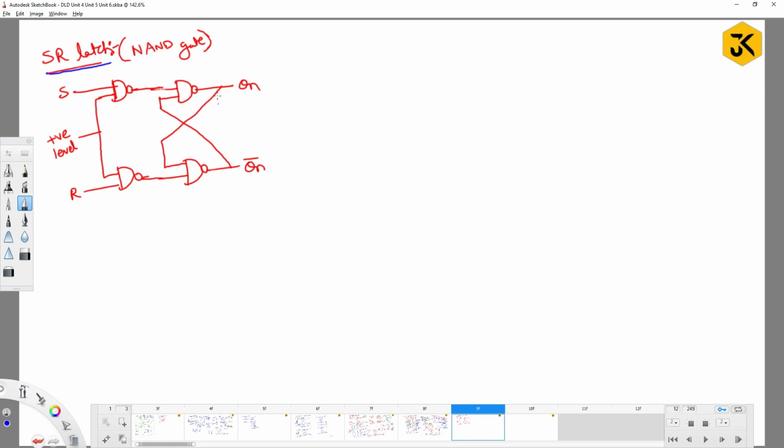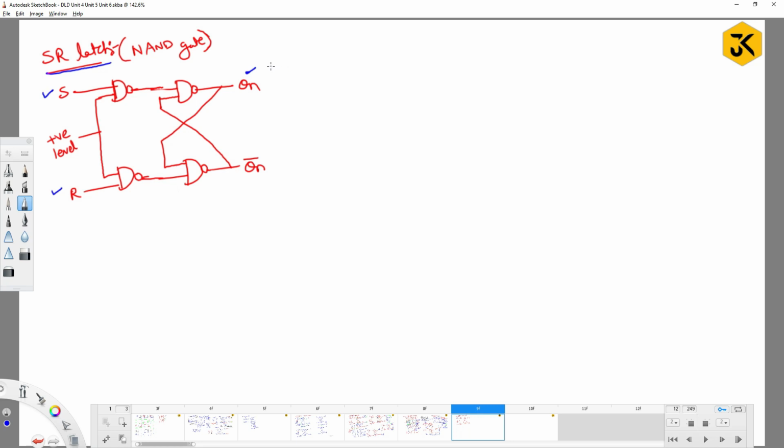Let us see how this SR latch circuit will work. We can give two input values for S and R: 0 0, 0 1, 1 0 or 1 1. What about the Qn input? If you would like to give Qn, it depends on Qn bar, and if you would like to give Qn bar, it depends upon Qn. So it's a kind of a loop.